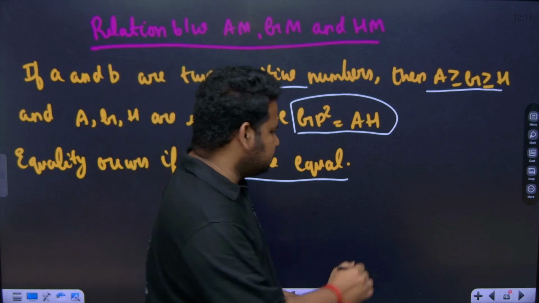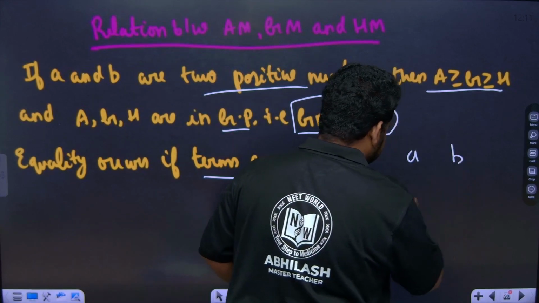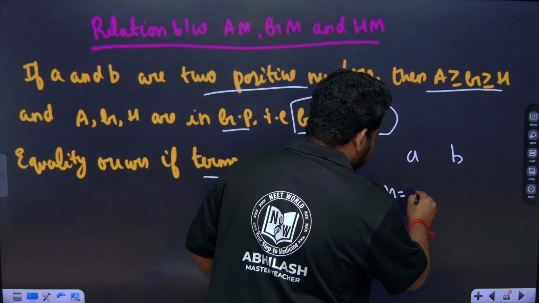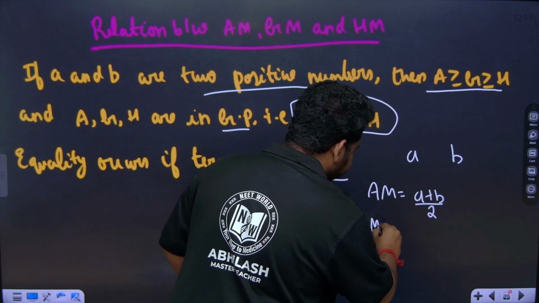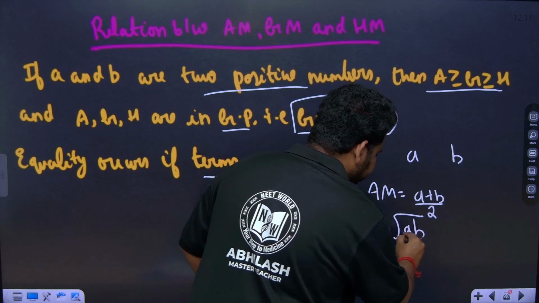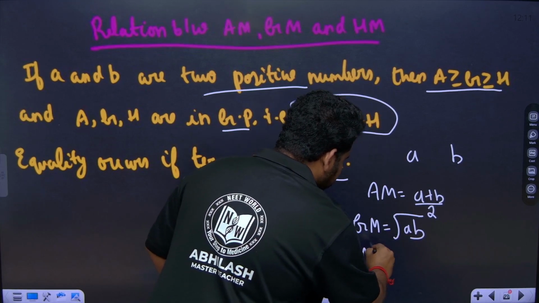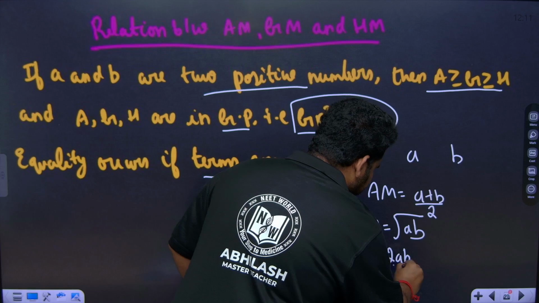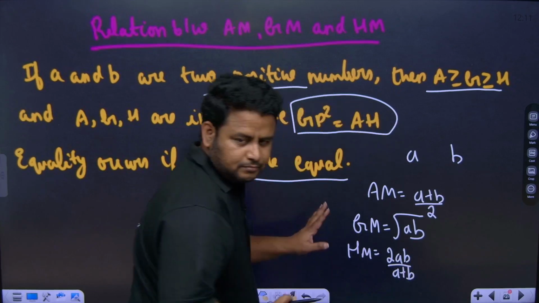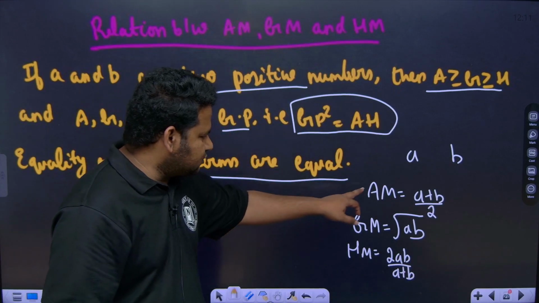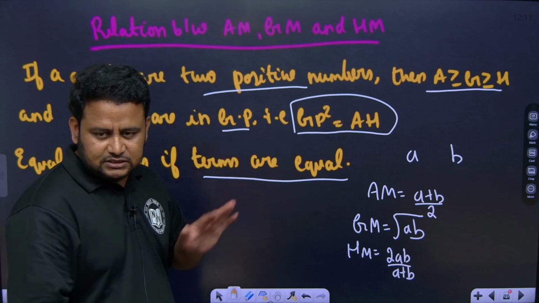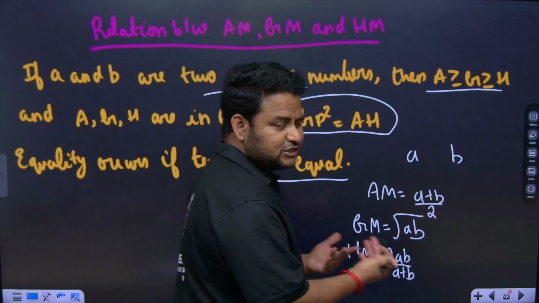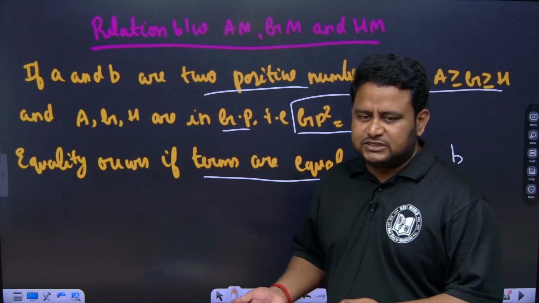Suppose here two numbers A and B are given. Arithmetic mean is A plus B by 2. Geometric mean is square root of AB. Harmonic mean is 2AB by A plus B. That's all. Clear? And this will be greater than this one, and this will be greater than or equal to this one. This is the only relation you have to remember. Now, based on this relation, they can ask questions. We will see some questions here.